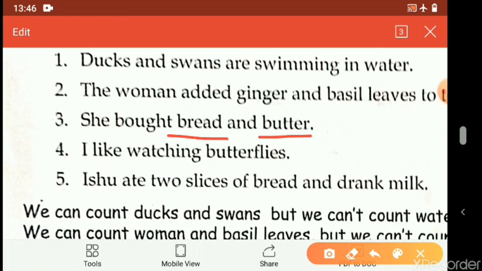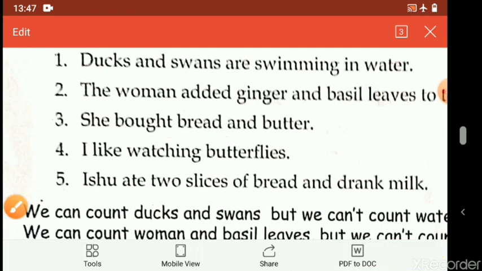Now, butter. Can you count butter? No, we cannot count butter, but rather we say a cube of butter. When we want butter to be spread on the bread, we say please spread some butter. We don't say spread one butter or spread a cube of butter. Spread some butter, because butter is uncountable.